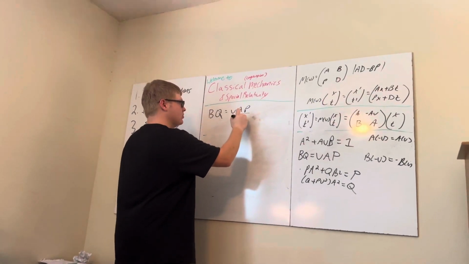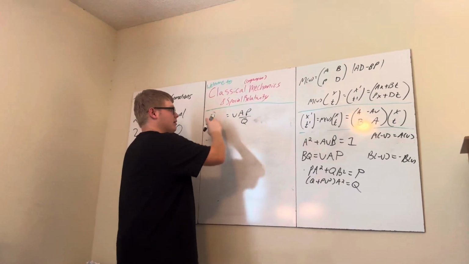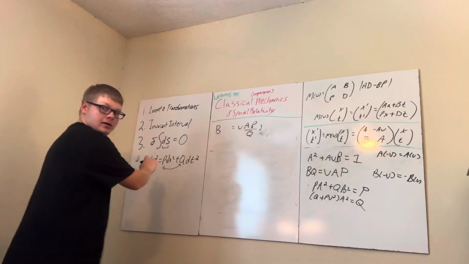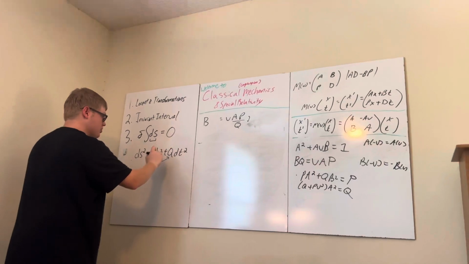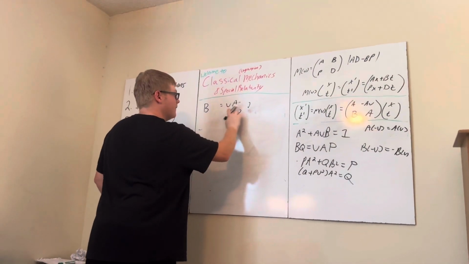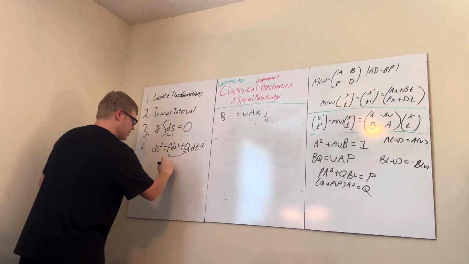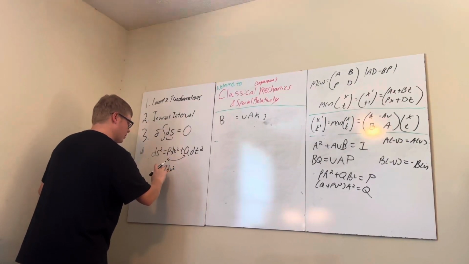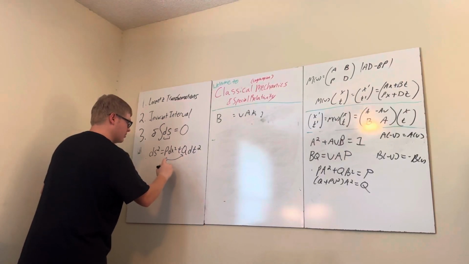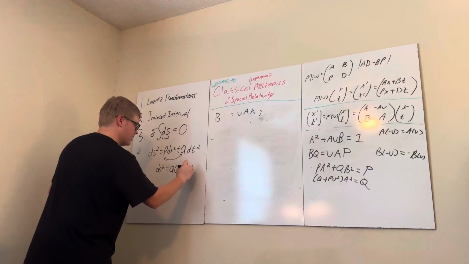We're going to divide both sides of this equation, BQ equals VAP, by Q, and we're going to define our P over Q as K. And this becomes an important part here. Our invariant interval will be rewritten as P ds squared equals Q dt squared plus K dx squared.